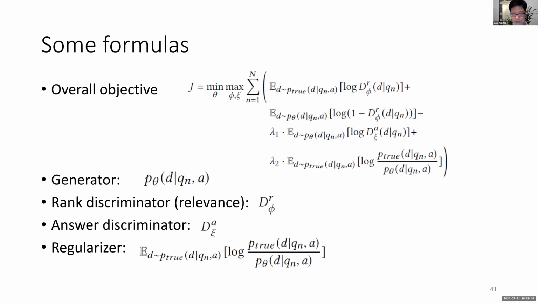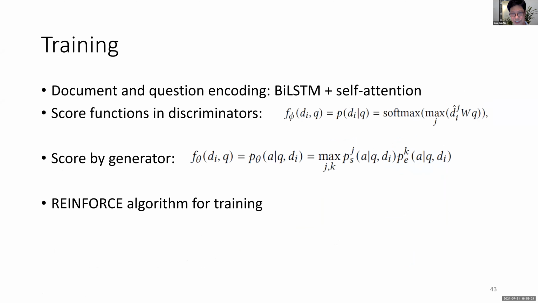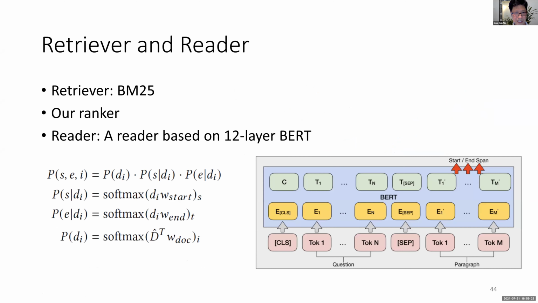And I will not go into detail about the different formulas, and you can find in the literature that's the typical formulation. And at the end, once we have the first candidates selected by BM25, a traditional information retrieval engine, then we use our ranker, and then we use the reader. The reader is a typical BERT-based reader, which tries to determine the start and the end position, and the tokens within the start and the end will be proposed as the answer.